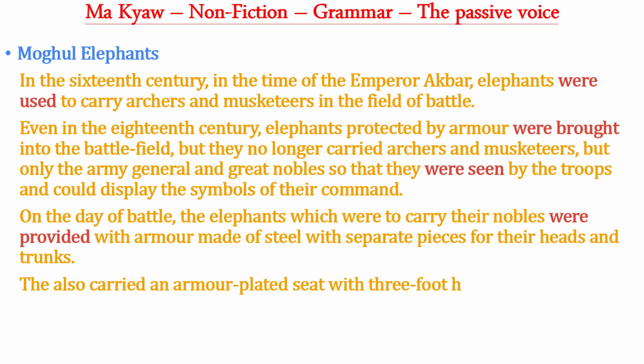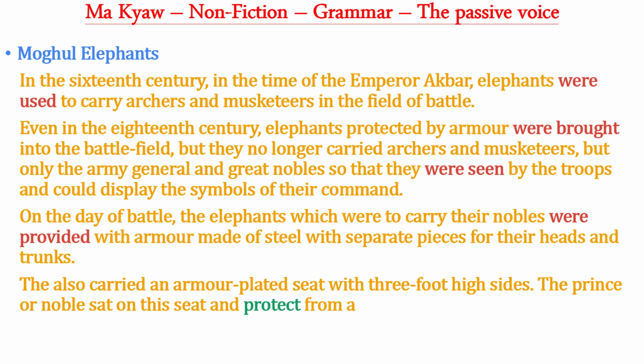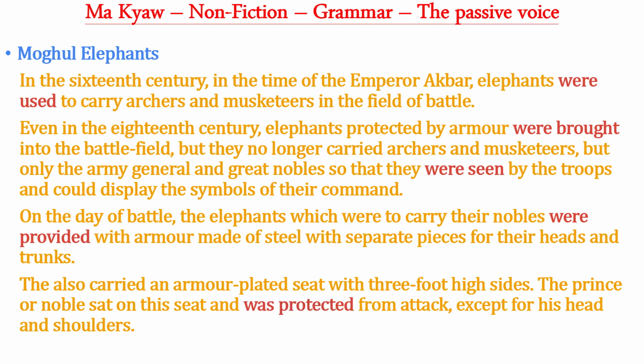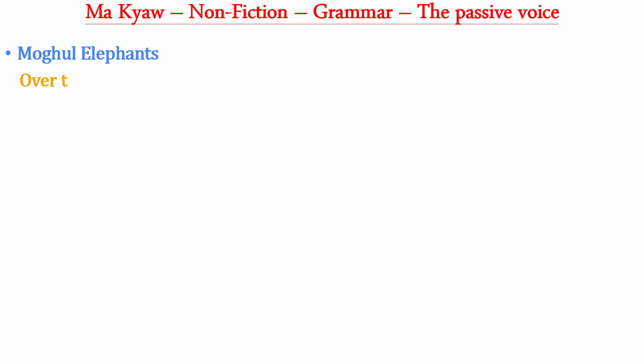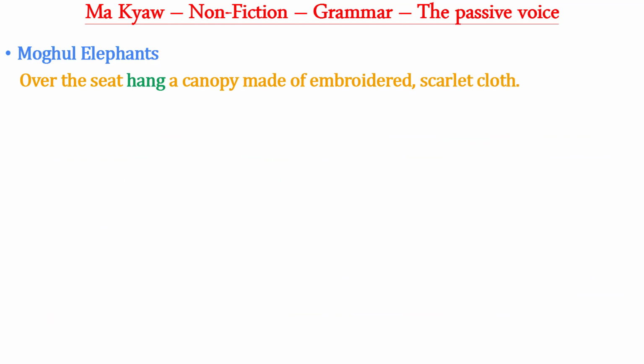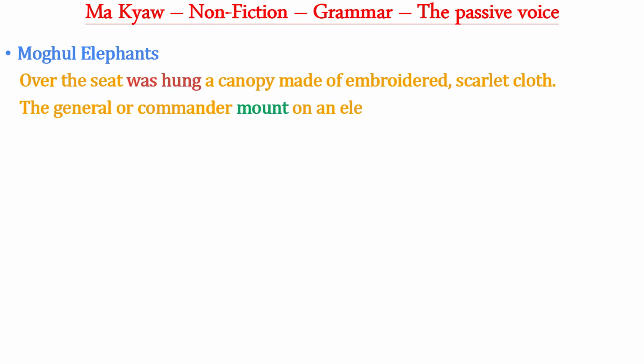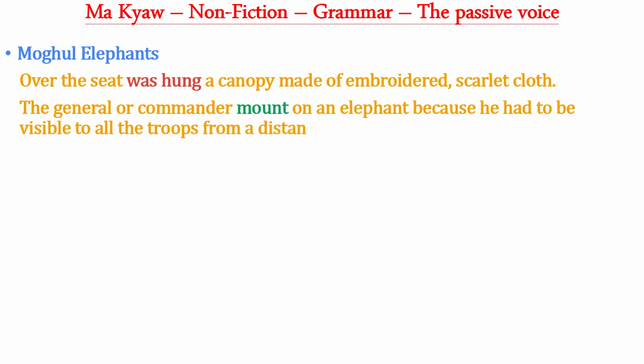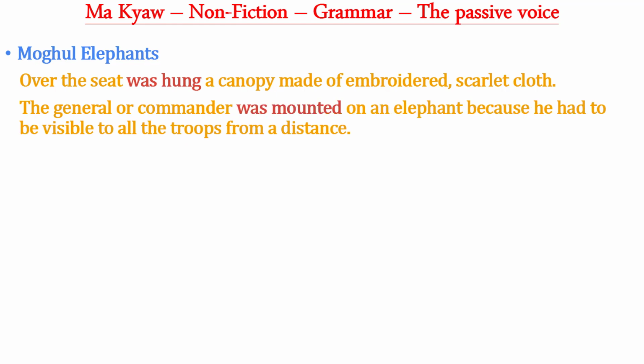They also carried an armor-plated seat with 3-foot high sides. The prince or noble sat on the seat and was protected from attack except for his head and shoulders. So the word protect will be changed to was protected. Over the seat hung a canopy made of embroidered scarlet cloth. So hang will be converted into was hung. The general or commander was mounted on an elephant because he had to be visible to all the troops from a distance. So the word mount will be replaced by was mounted.